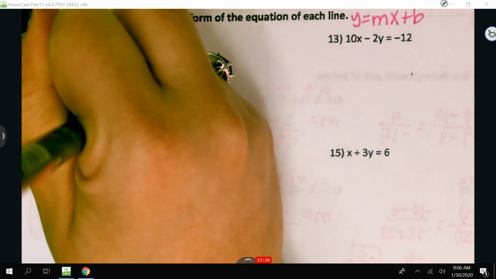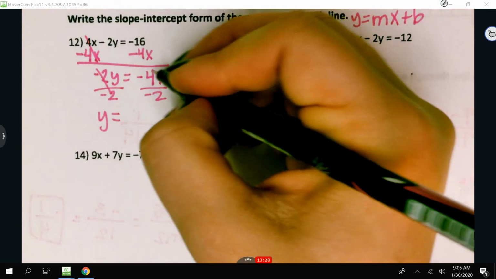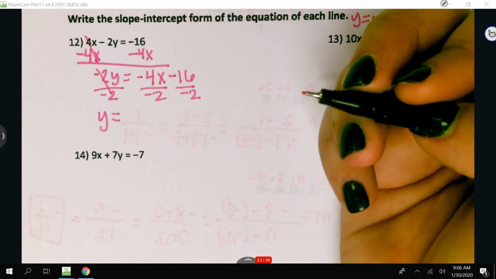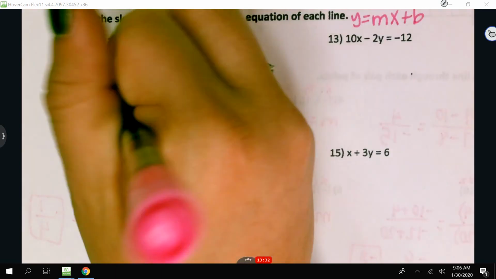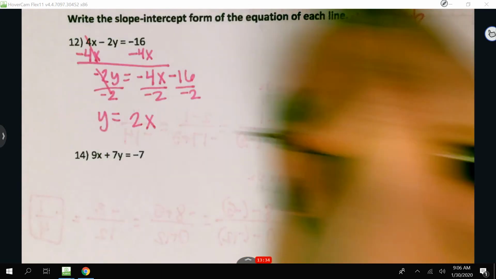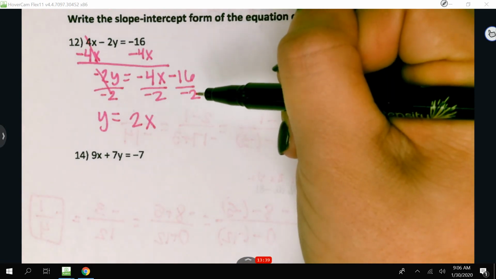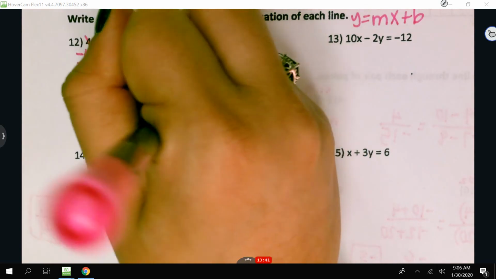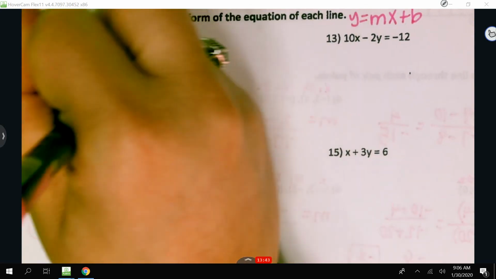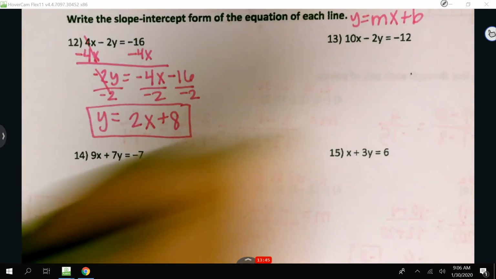So I have y equals negative 4 divided by negative 2. What is that? Positive 2. So that's a positive 2x. And then negative 16 divided by negative 2 is a positive 8. So this is a plus 8. So that y equals 2x plus 8 is your answer.